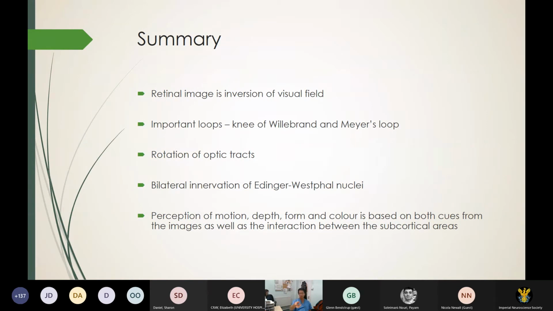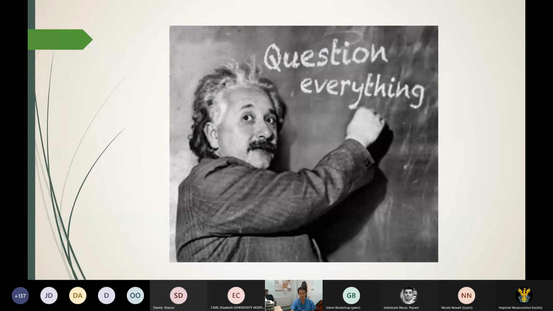You've got the rotation of the optic tracts we talked about. You've got the Edinger-Westphal nuclei, which is bilaterally innervated. And then we've talked about the different ways that motion, depth, form, and color is perceived between all the different subcortical areas. That's it. That's not too bad timing. Any questions?